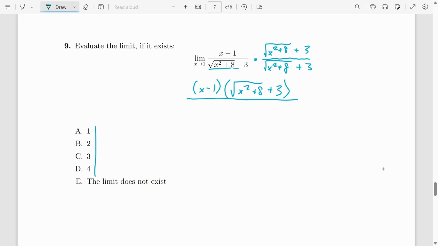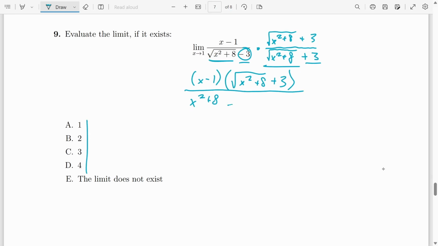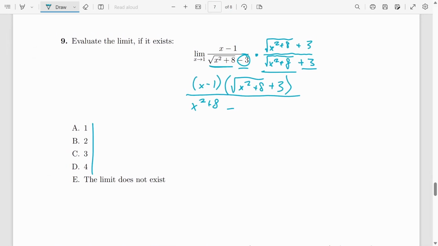So when you simplify the denominator, it's the first term squared, which is just x squared plus 8, and then minus, and then it's the square root of x squared plus 8 times 3, plus the square root of x squared plus 8 times 3, minus 3. So that ends up not really doing anything since we're just going to add and then subtract the same thing. So we don't need to do that. And then negative 3 times positive 3 is negative 9. So it's x squared plus 8 minus 9 on the denominator.